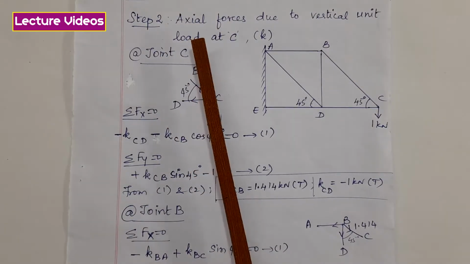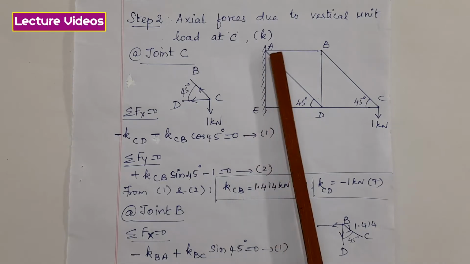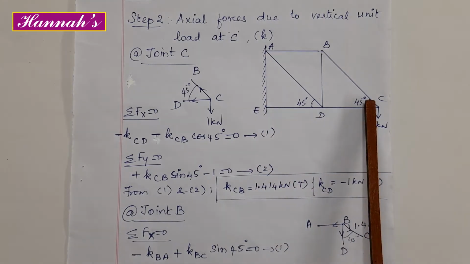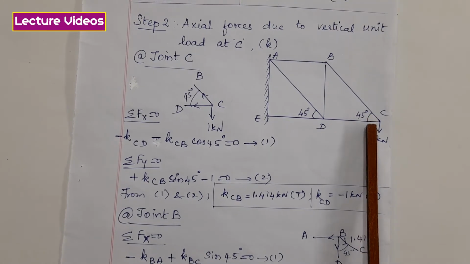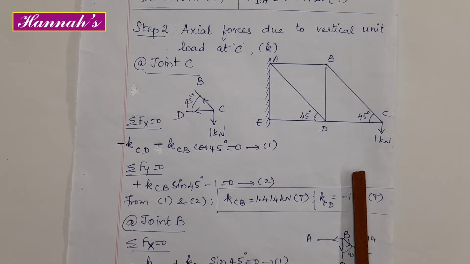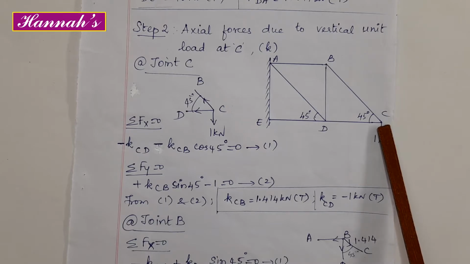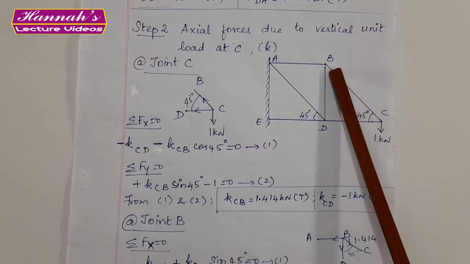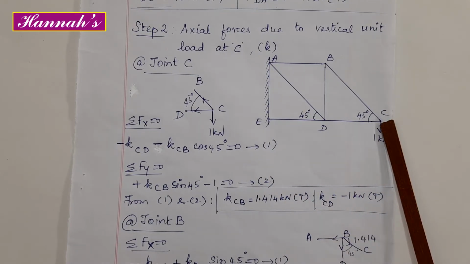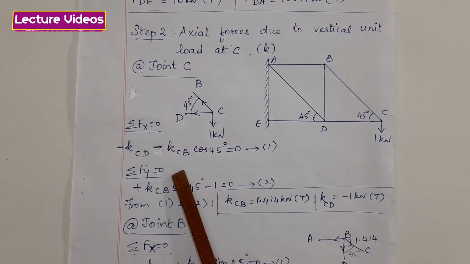Step 2, axial forces due to unit vertical load at C, denoted as K. All the given loads are removed and only a vertical load at C has to be given. We can take it in any direction, downward or upward. I have assumed the downward direction. So starting from C, I can start resolving by method of joints and go to the other end, because there are two member force unknowns present at C. I have two equilibrium equations.